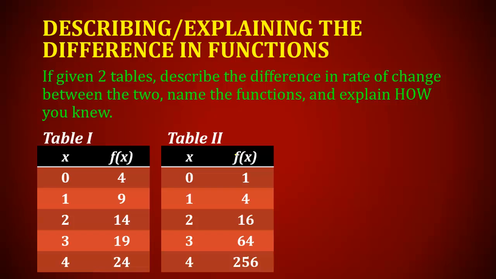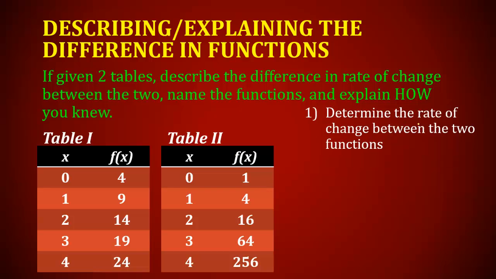All right, so let's start with the first one, describing and explaining the difference in two functions. If you're given two tables and asked to describe the difference in the rate of change between the two, name the functions, and explain how you knew, here's what you would do. First thing, determine the rate of change between the two functions. In other words, what's going on in this table, and you're only looking at the f of x or y column, depending on the particular table you have.